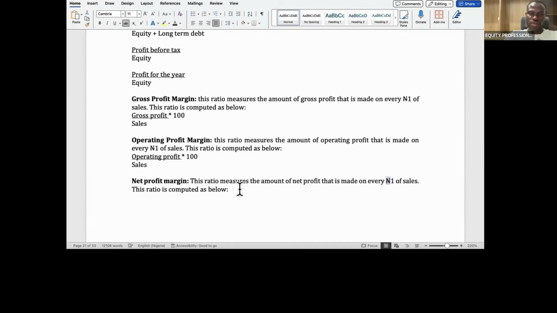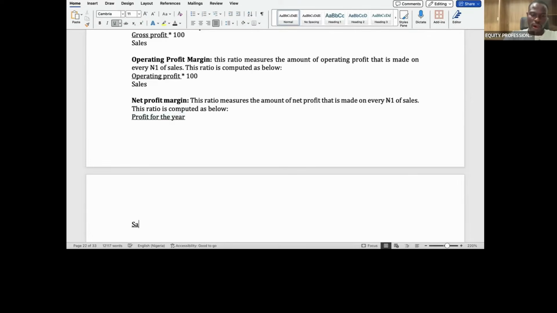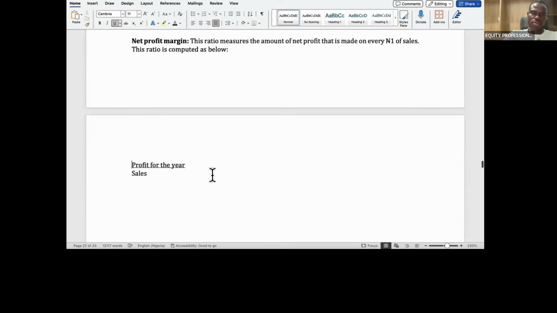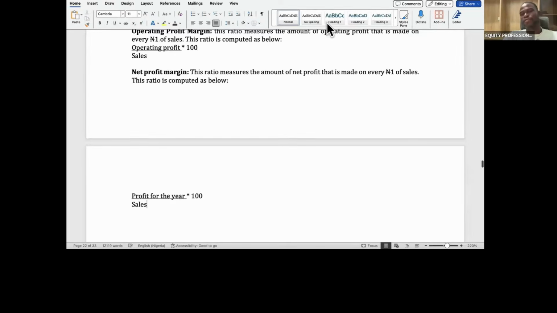So what do we usually use as net profits? We usually use profit for the year or profit after tax, all upon sales, multiplied by 100.